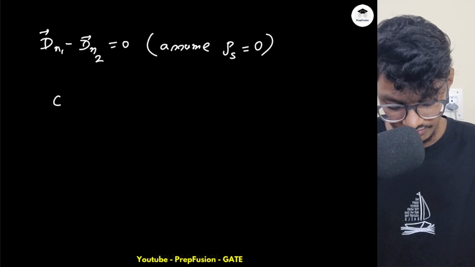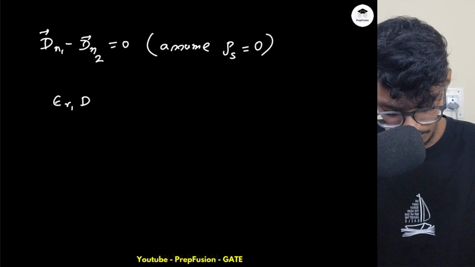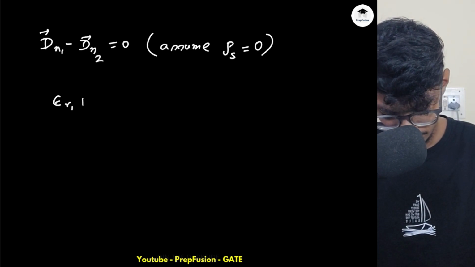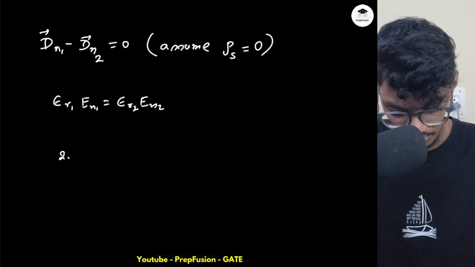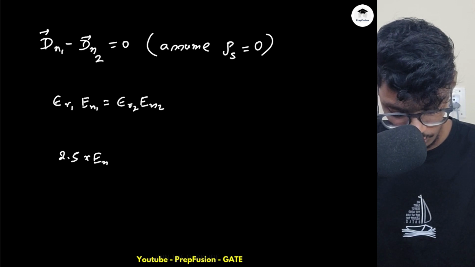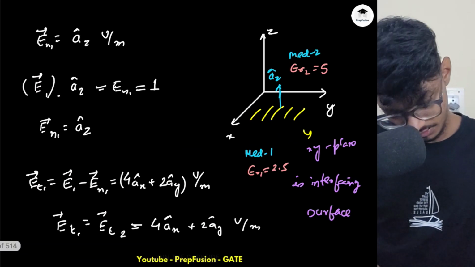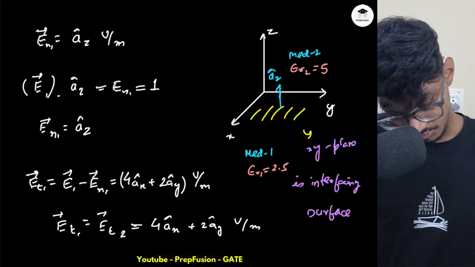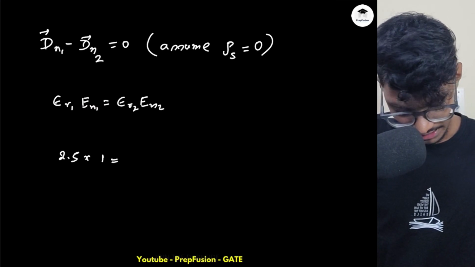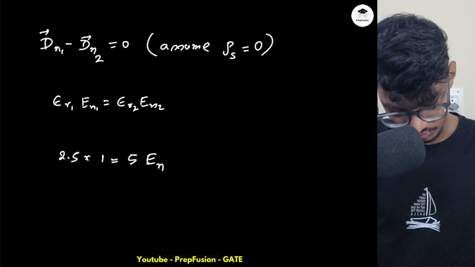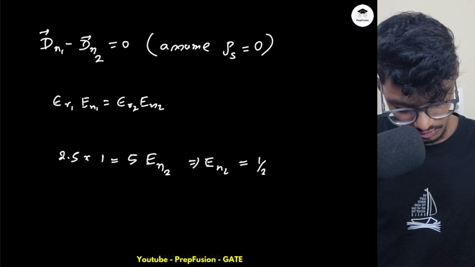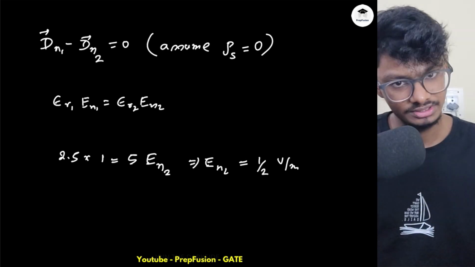That means, if I break this down, epsilon r1 times En1 equals epsilon r2 times En2, correct? And what is epsilon r1? It was 2.5. En1, I do know what it is: En1 is 1 volt per meter, and epsilon r2 is 5, and En2 I have to identify, that is unknown to me. So En2 will be simply 1 by 2 volt per meter, and the direction will be in the az cap direction.